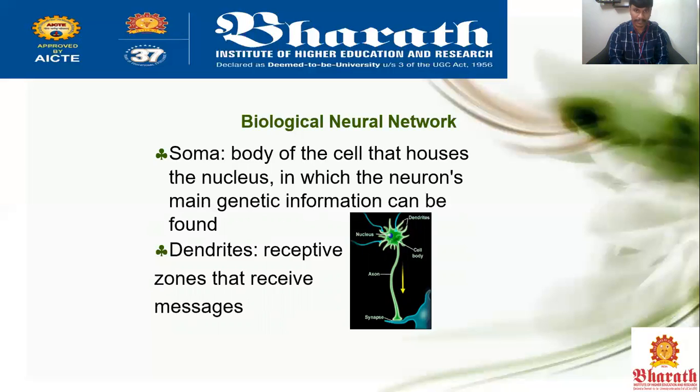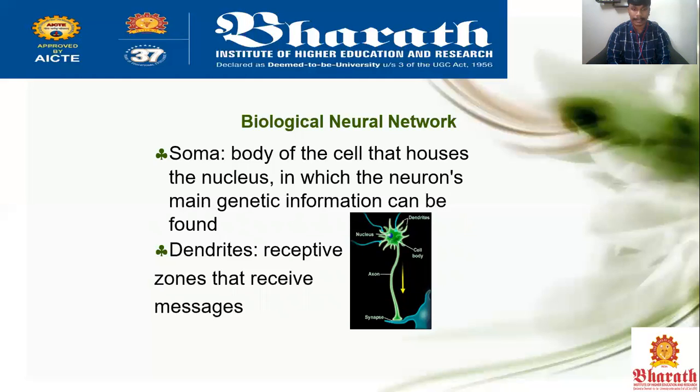Synapse is what connects each neuron with another neuron to form that network. This is the actual biological neural network structure of natural neurons in our human body. Then these are the parts. Soma means the body of a cell that houses the nucleus. A body which carries the nucleus in the center is considered a soma, in which the neuron's main genetic information can be found. Genetic information of a brain which is conveyed to the neurons can be extracted from the part called soma.